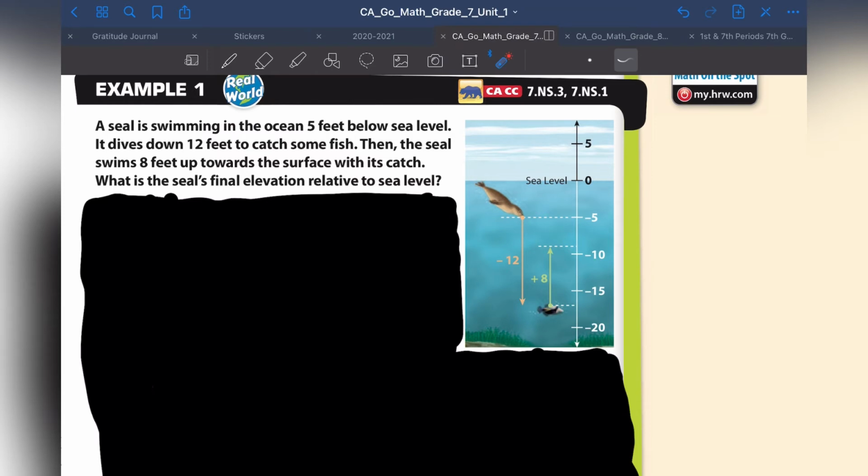Okay. So now we have to see what is its final elevation. So how far from the surface is it? So if we look at our number line, we can see that our answer is somewhere in between -5 and -10, but it's closer to -10 because that's where it ended. But again, to find the final answer, we are going to create an equation.